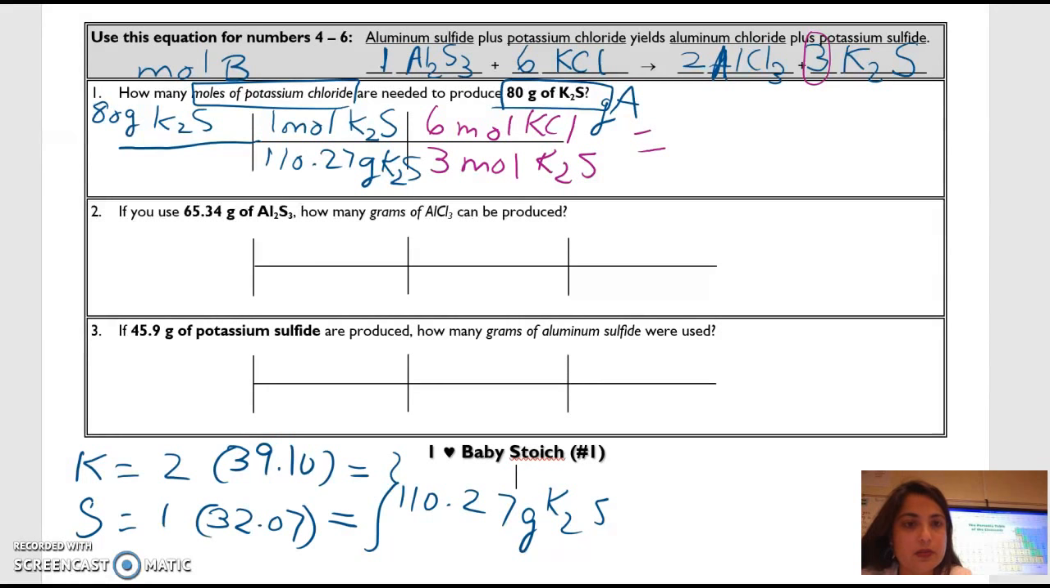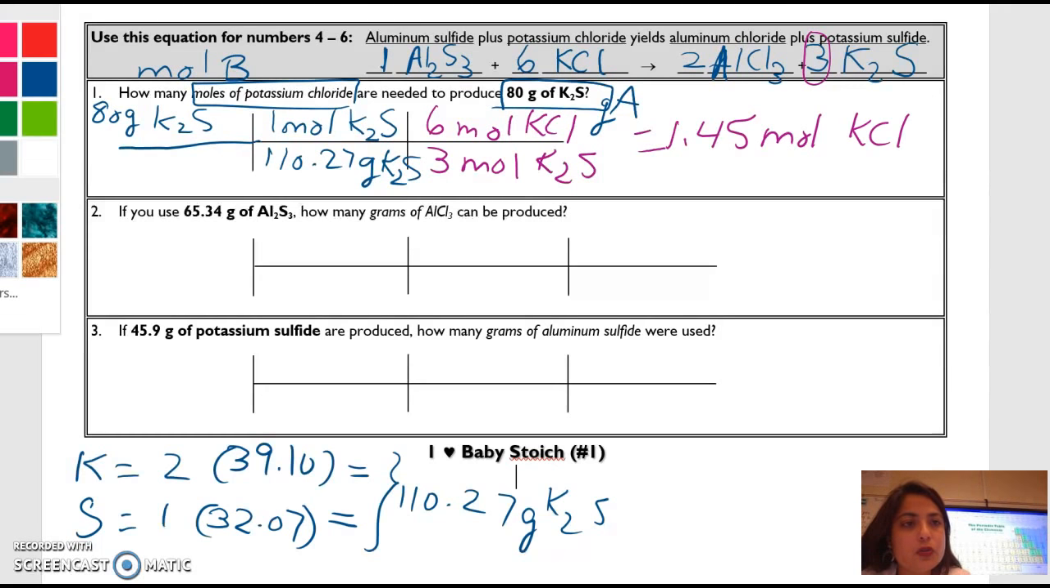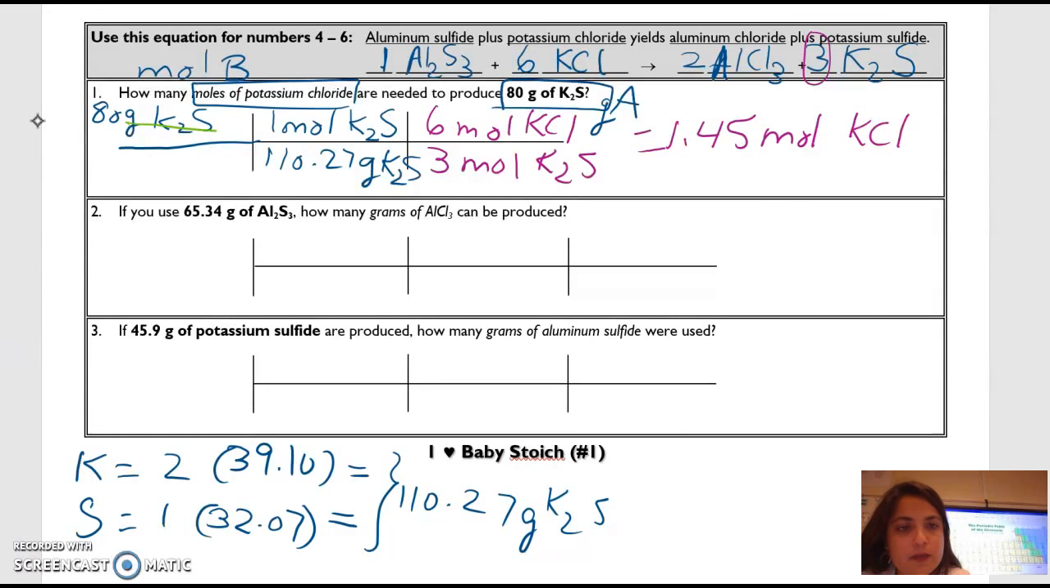80 times 1. You don't have to do 1, but if you want to, you can. So 80 times 1 divided by 110.27 times 6 divided by 3, and you should get 1.45 mole potassium chloride. All right, guys, I want to show you that you're going to end up canceling these grams of potassium sulfide and then moles of this, and you're left with what you need, moles of potassium chloride, which is your answer.